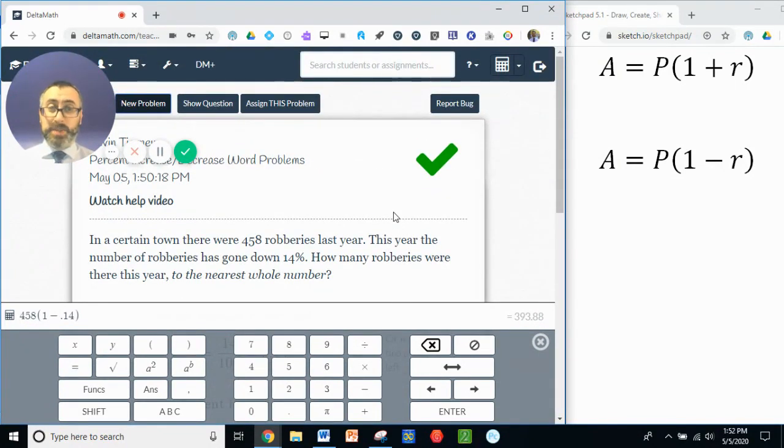Try your best with these word problems. Read carefully. Highlight if you need to. Make sure that you figure out whether you're talking about a situation where the number is increasing or decreasing. P represents the money that you start with, or the robberies that you start with, your principal. And then R is the rate, the percent rate of change. Make sure you rewrite the percent in pure decimal form. Let me know what your questions are, and good luck.